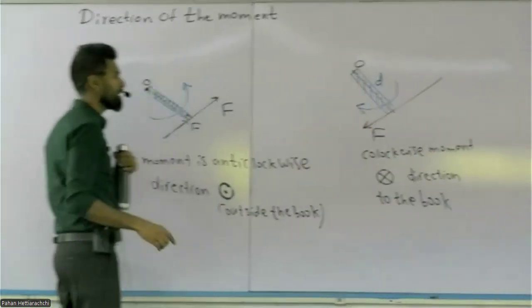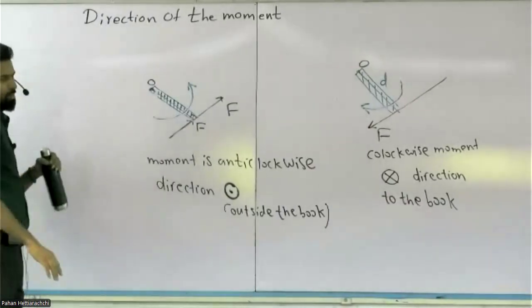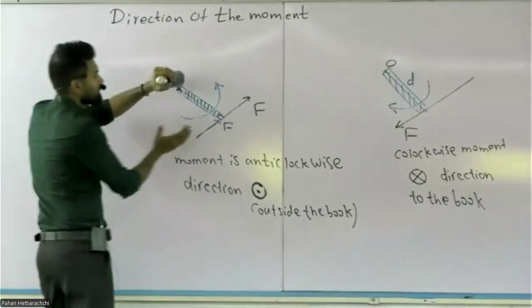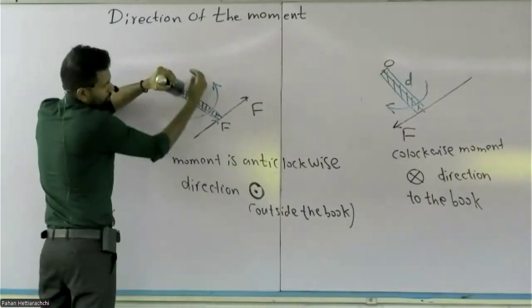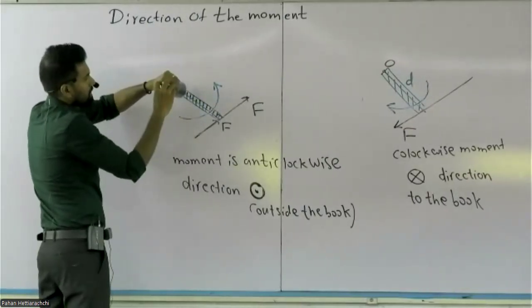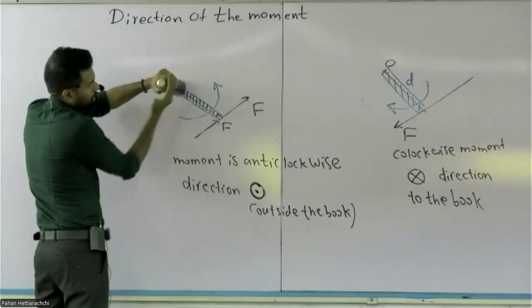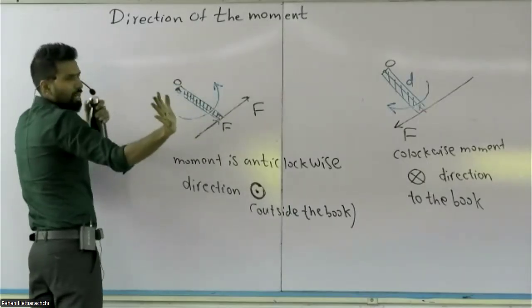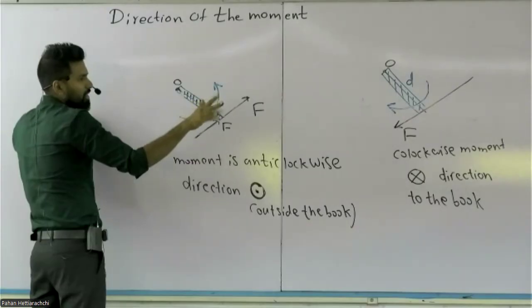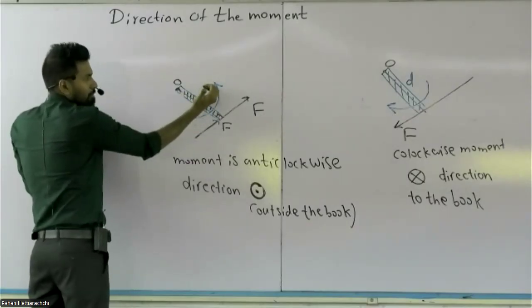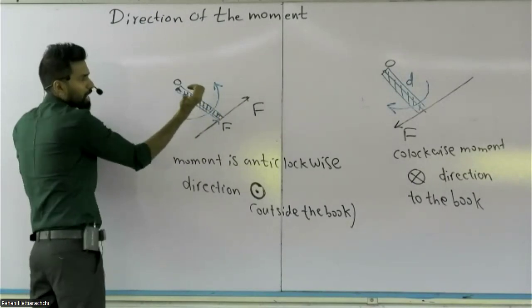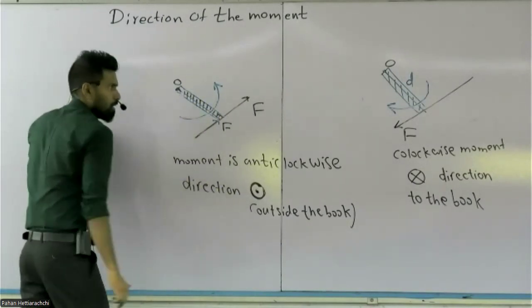Now you need to find the direction of the moment. Okay, first understand the pattern. Here it's an anti-clockwise moment. So let's consider what happened. This is anti-clockwise moment. Align your other fingers with the rotation and keep the thumb perpendicular. It will show you the direction of the moment outside the book.